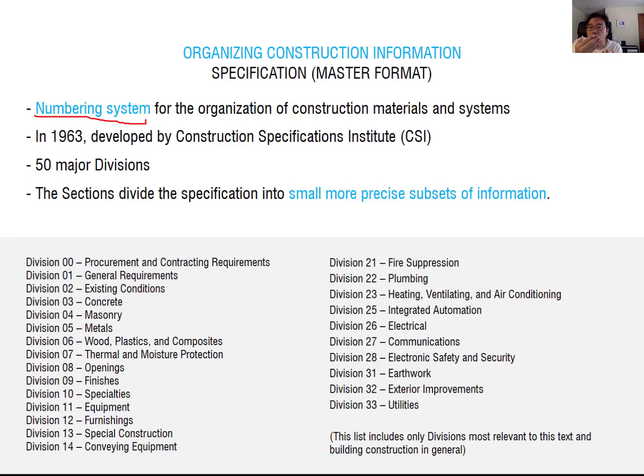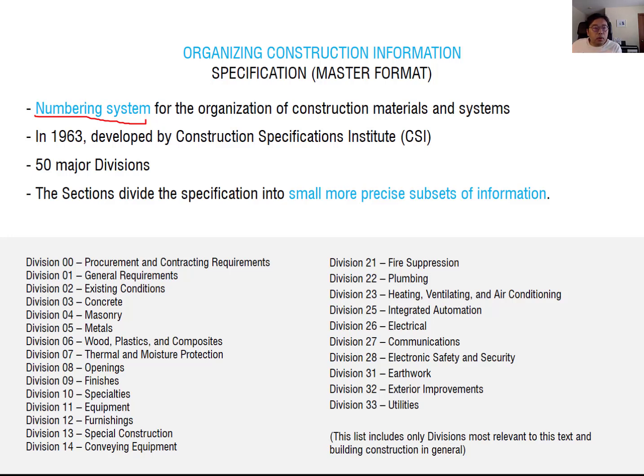So it is easy to communicate with other people, because you can just say go to division number 7 and see 70010, which is the subdivision number. It is much easier to communicate with this number rather than just everyday language. MasterFormat is a numbering system with 50 major divisions, and each major division is divided into subdivisions. When you click this, you can actually see more specific information.